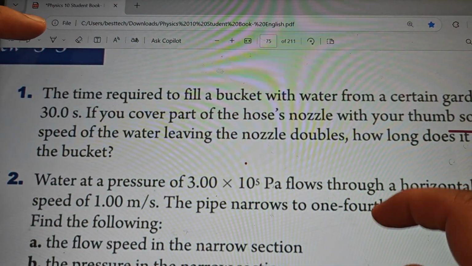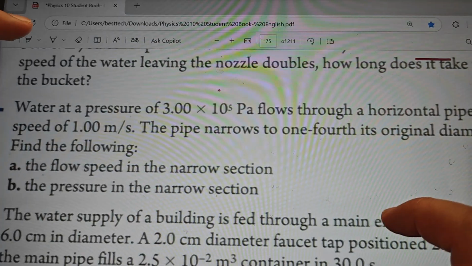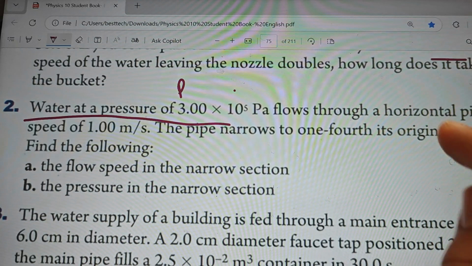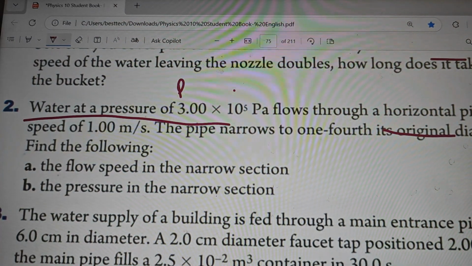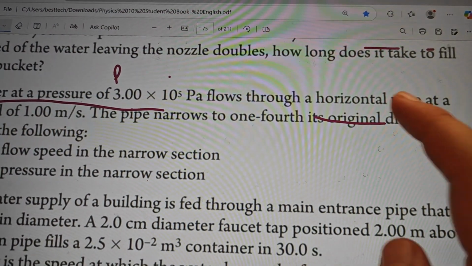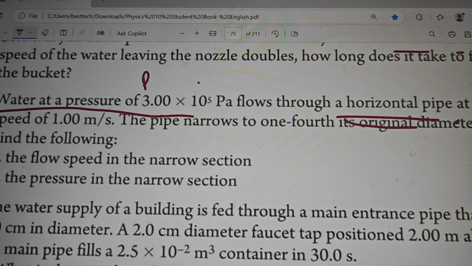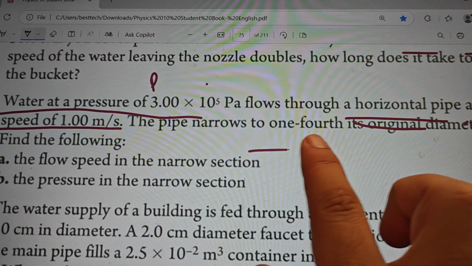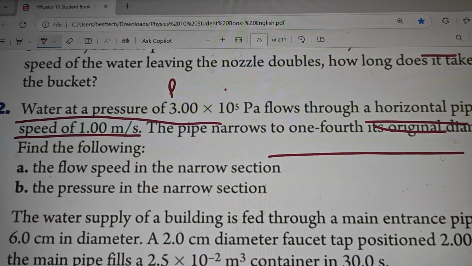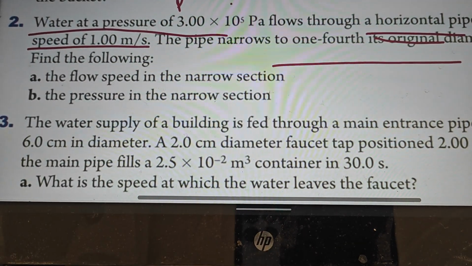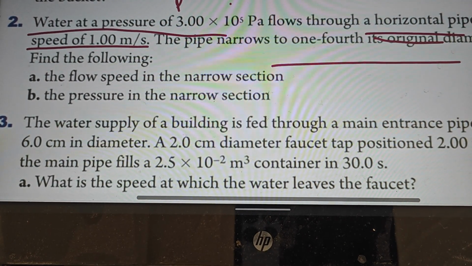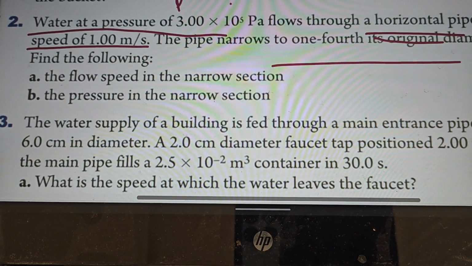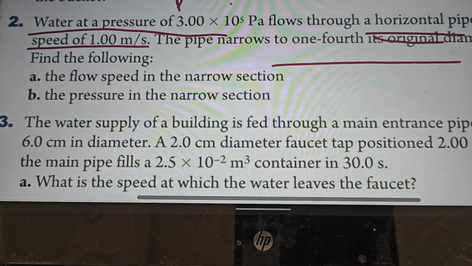Now I am only going to solve this question and it will be done. Okay guys, water at pressure P flows through a horizontal pipe. Look, we have here a horizontal pipe with the speed 1 meter per second. The pipe is narrowed to 1/4 of the original diameter. Find the following. First, we have the pressure P equal to 3 times 10 power 5 Pascal, flowing through a horizontal pipe with this speed.